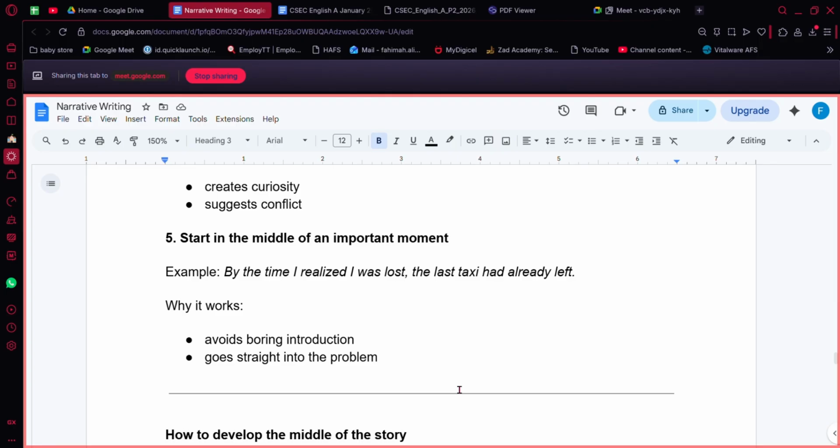You could start with a flashback. You could start your story normal and then move into a flashback. If you know how to do the technique, then yes, that's good.